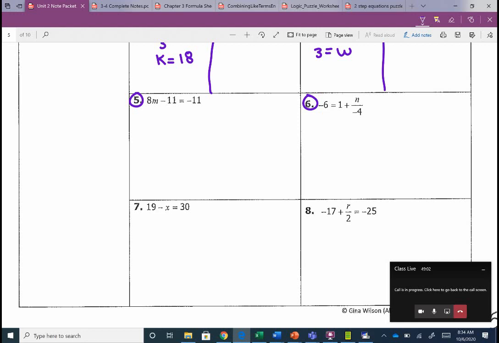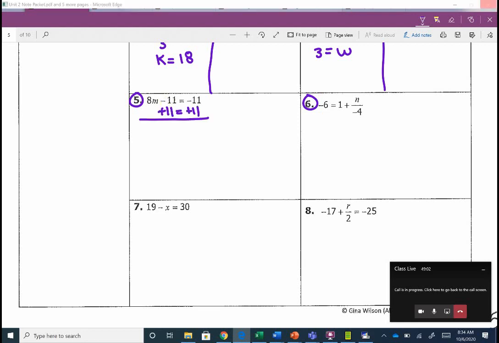Step 2 says take care of addition and subtraction first. So I see subtracting 11. So to undo that, I'm going to add 11 to both sides. There we go. Negative 11, positive 11. They're going to cross out eventually.